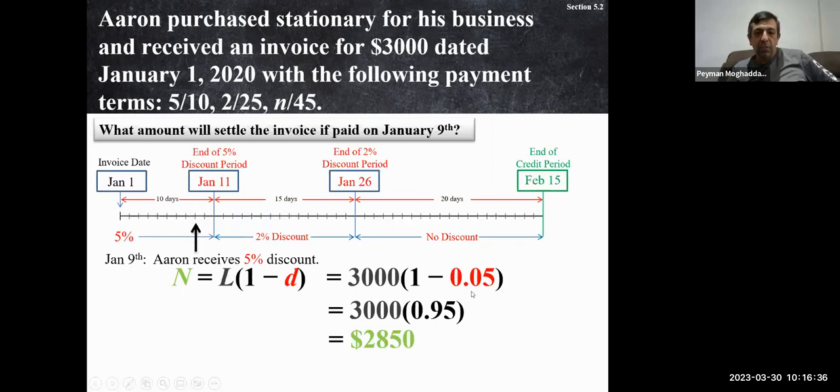Basically, you find the 5% discount of $3,000, so the whole amount is going to be $3,000 multiplied by 95%. So $3,000 multiplied by 95% is $2,850.